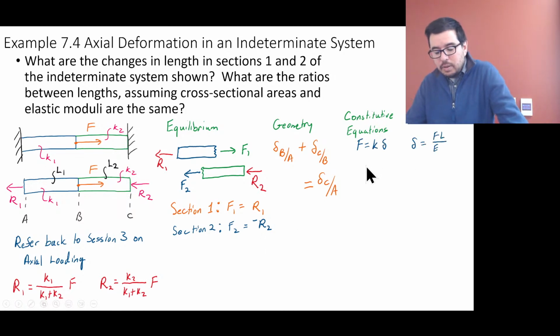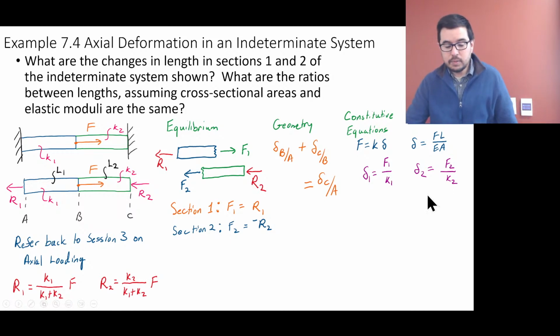Let's write out some constitutive equations. Back when we were doing this problem in session 3, we said that F is equal to K delta. And after that, in session 5, I think, or maybe session 4, we described delta is equal to FL over EA. So what we're really going to do is reside right here. We're going to say delta is equal to F over K. So delta 1 is equal to F1 over K1. Delta 2 is equal to F2 over K2.